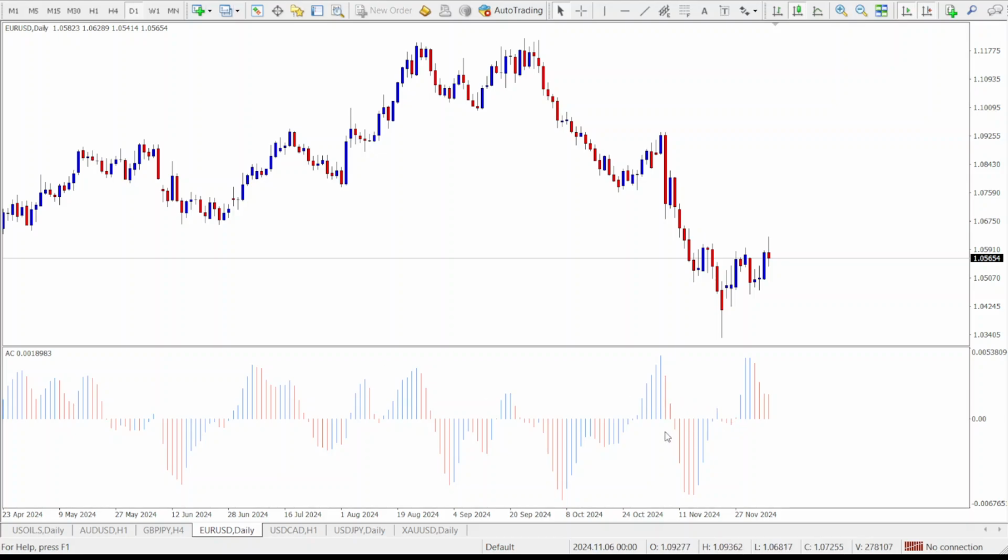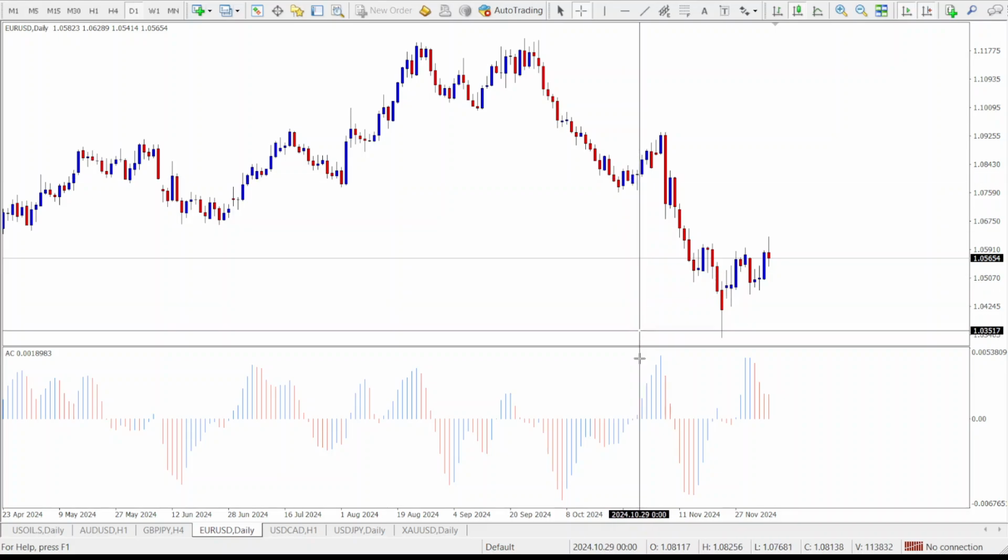On the other hand, whenever you have the histogram bars form below the zero level, it shows that there is sell momentum, there is bearish momentum in the market. However, when the blue lines begin to form below the zero level, it shows that the sell momentum has started getting weak.